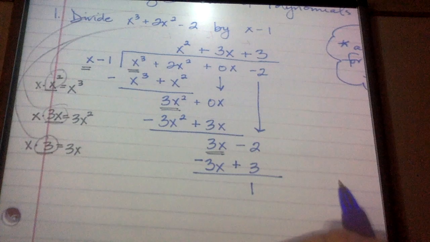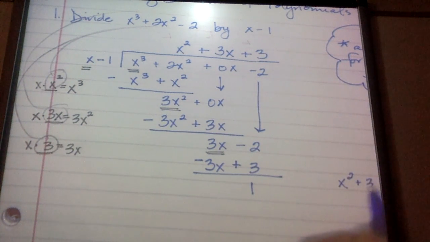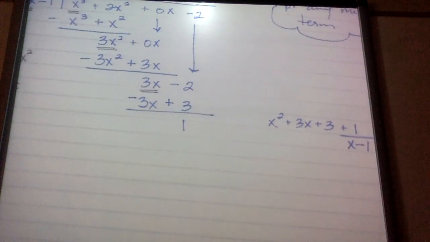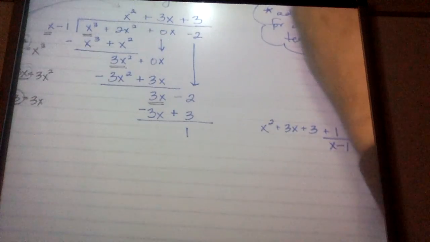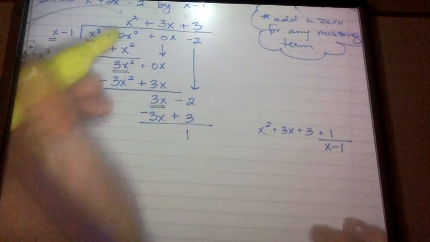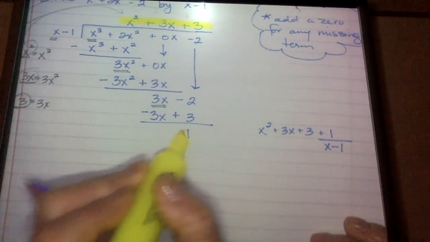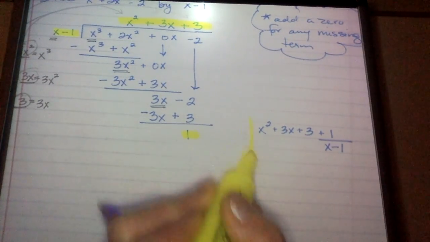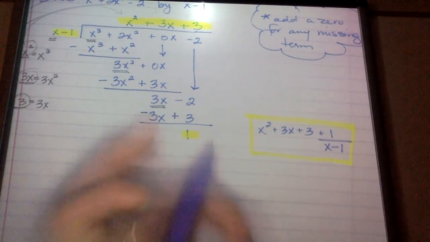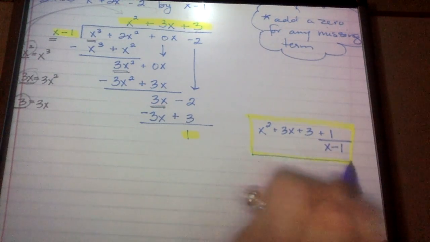It's what was on top, x squared plus 3x plus 3, your remainder over what you divided it by. Let me zoom out so you can see that. So my answer is what is on top, my remainder over what I divided it by. And that is our answer.